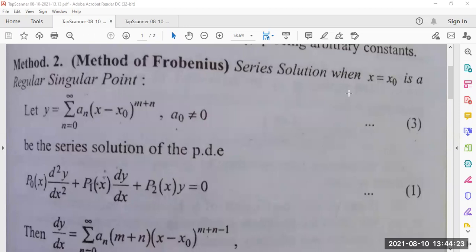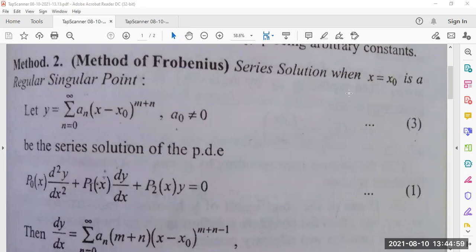By this Frobenius method. Here we have to take the solution as y equal to summation n equal to 0 to infinity. Then we have to take all those things. So this is the way to find the roots of the indicial equation. The indicial equation will be a quadratic equation in m, so m must have two values. These values must be either real and equal, or real and distinct.